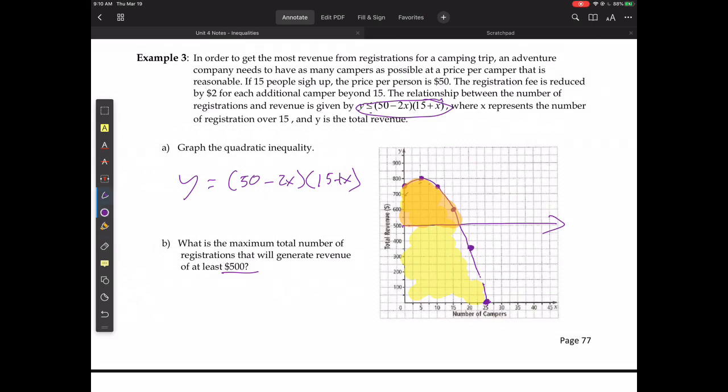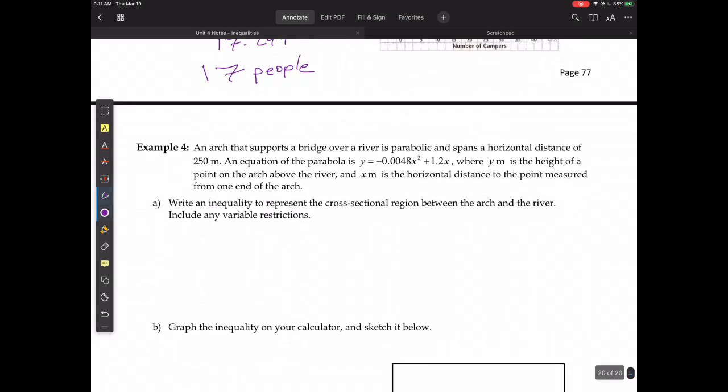And if I want to know how many I can get, well, I can just put in the second equation as y equals 500, and I'm going to solve for where this intersect is. When I solve for the intersect, the exact number is going to be about 17.247, but let's say that it's going to be 17 people. If I have it up to 17 people, then I will have generated revenue of at least $500. Okay.